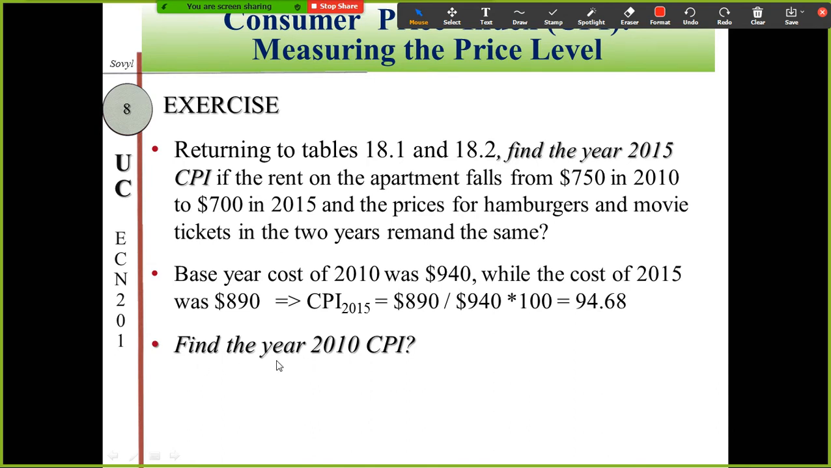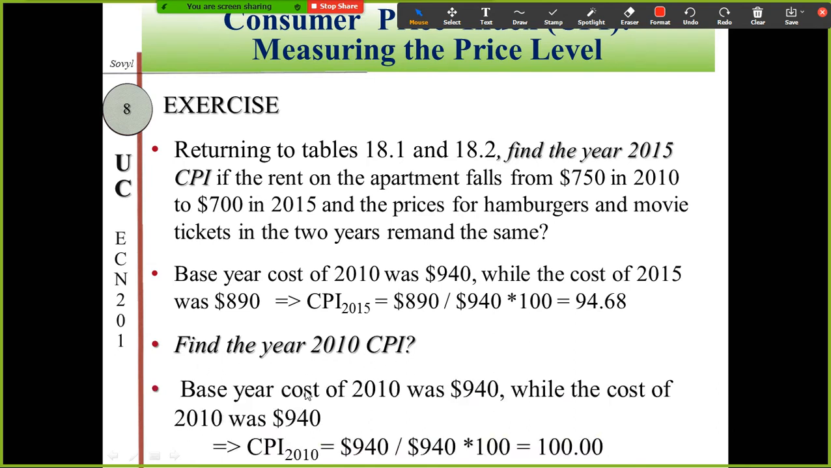Find the CPI for 2010. Because 2010 is the base year, the cost of the basket in the base year is 940, and the cost in 2010 is also 940. So the CPI in the base year equals 100.